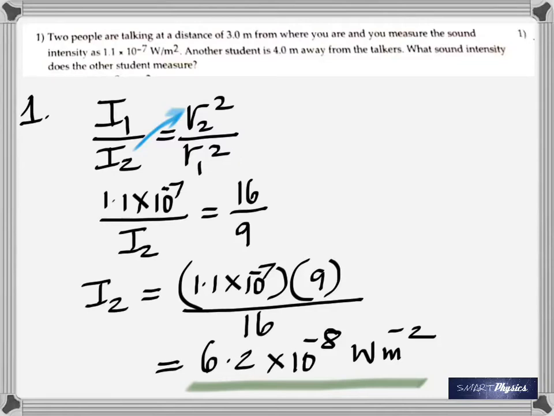Now, as you can see, intensity is inversely proportional to the square of the distance. So I1 by I2 is R2 squared by R1 squared. We are asked to find I2, so we know I1 and the other two distances. This is 3 squared and this is 4 squared, and you get I2 as 6.2 times 10 to the negative 8 watt per meter squared.